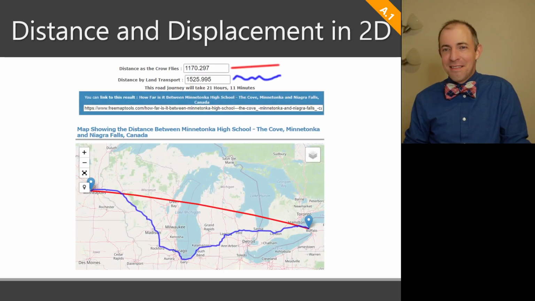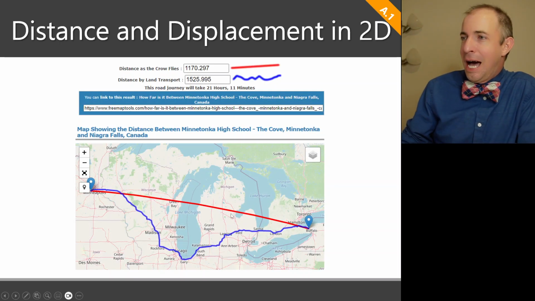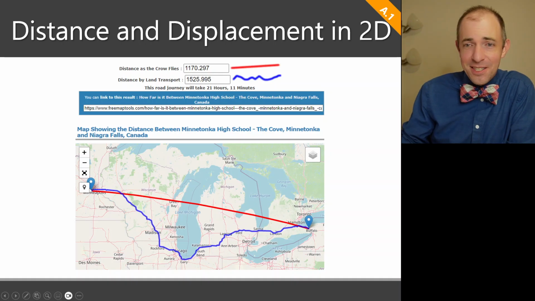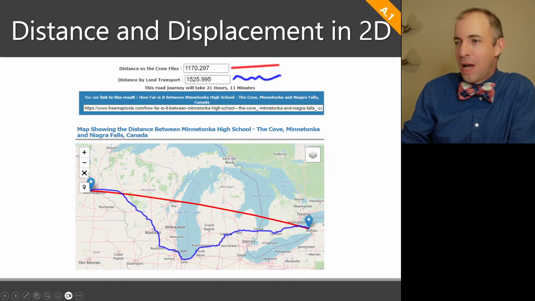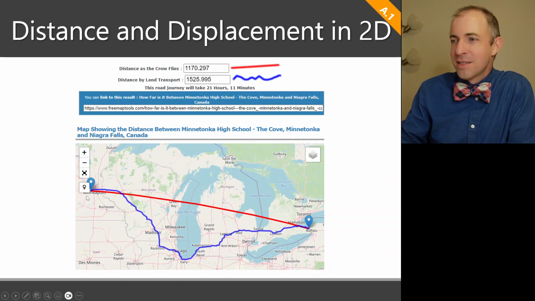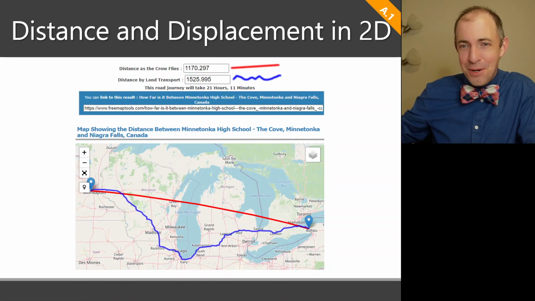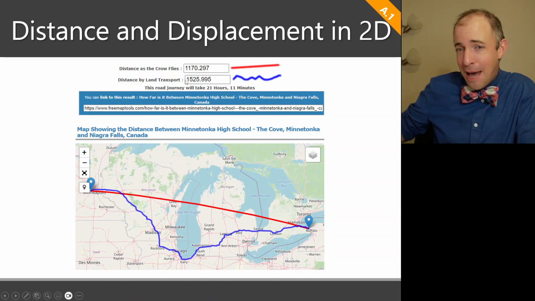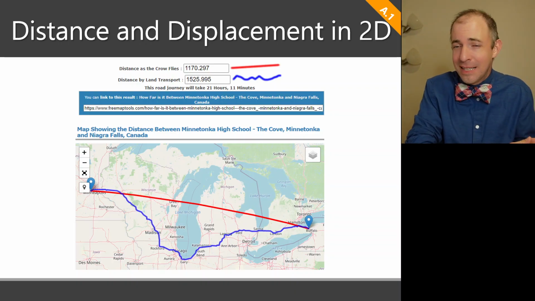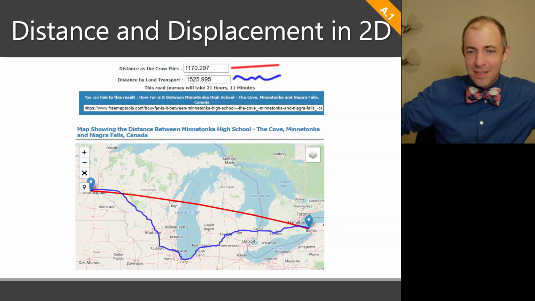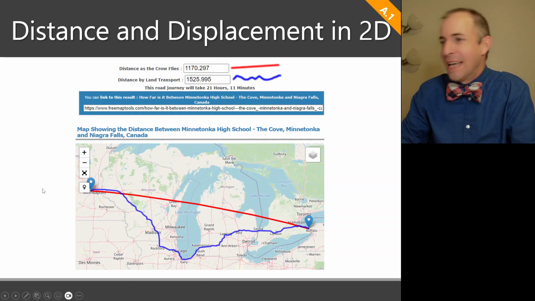The easiest way to think of this is to see a couple examples. An example of distance is this blue line. If I wanted to travel from Minnetonka to Niagara Falls, I would have to follow the roads. I couldn't drive in a straight line. But for how far I am from the origin, I can measure that as a straight line and just draw a line from where I ended to where I began.